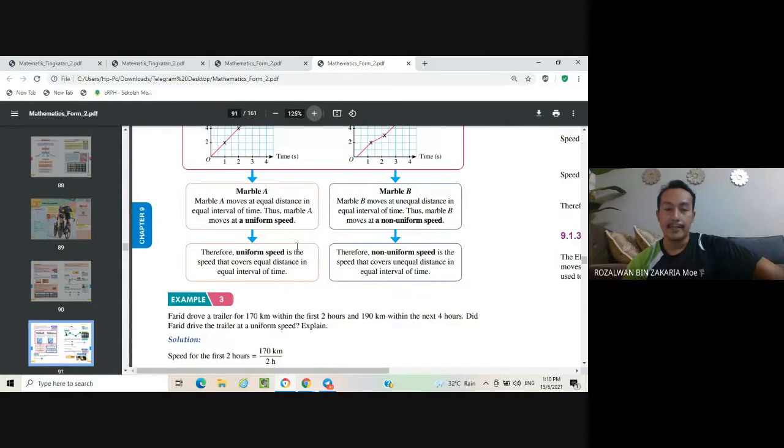So there is an explanation here. Marble A moves at equal distance in equal intervals of time. Thus, marble A moves at a uniform speed. Therefore, uniform speed is the speed that covers equal distance in equal intervals of time. And marble B moves at unequal distance in equal intervals of time. Thus, marble B moves at a non-uniform speed. Therefore, non-uniform speed is the speed that covers unequal distance in equal intervals of time.